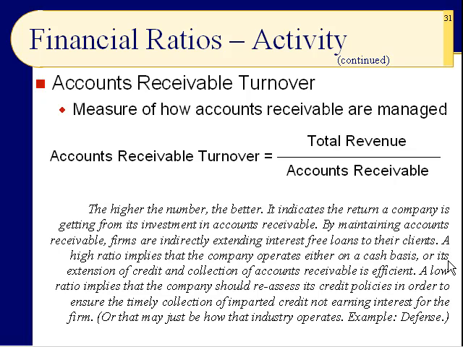A high ratio implies that the company either operates on a cash basis, there are no accounts receivable because people pay you right away, or its extension of credit and collection of accounts receivable is efficient. A low ratio implies that the company should reassess its credit policies in order to ensure the timely collection of imparted credit, not earning interest for the firm.